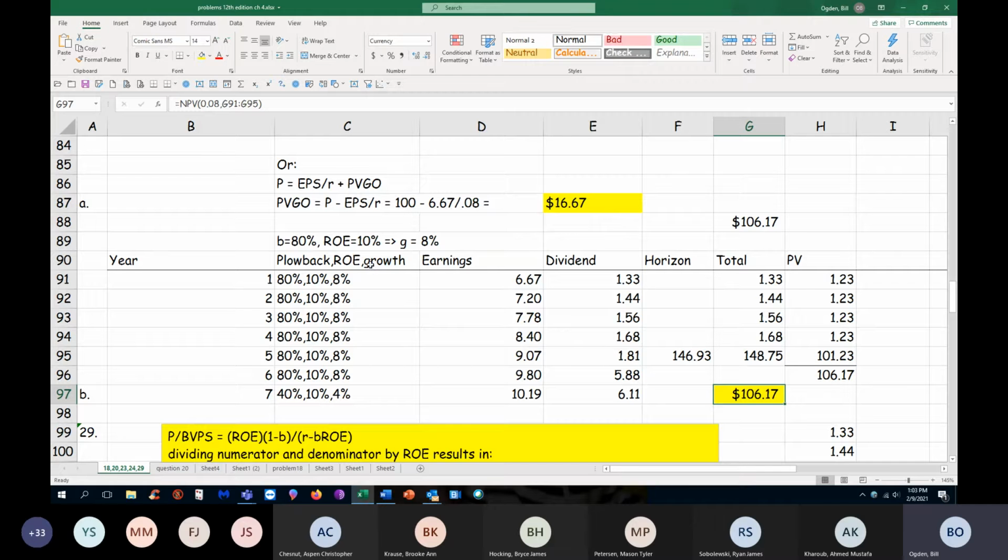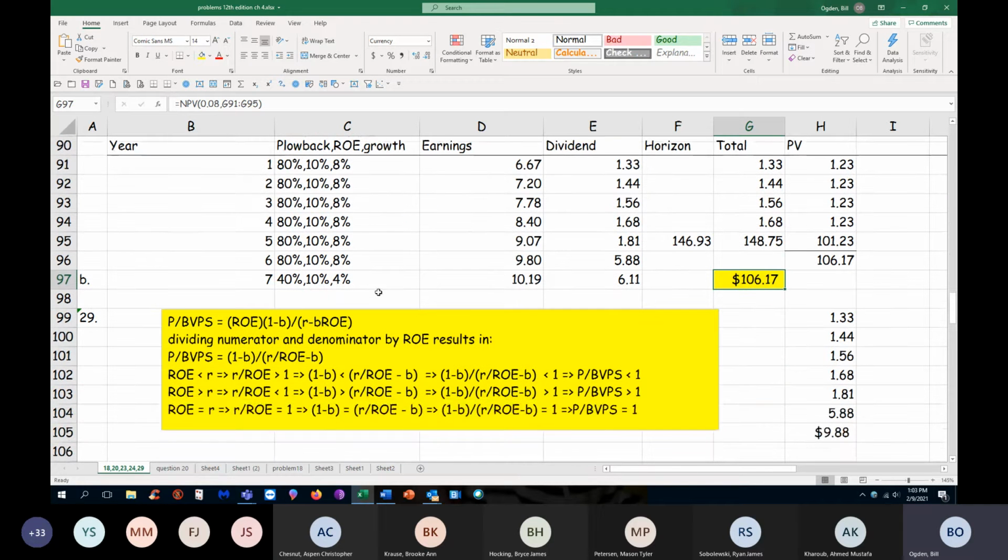All right, number 29. I got you pretty close to this point in the lecture notes. Basically, all you need to do is divide both sides by book value per share, so the price to book, ROE times 1 minus B divided by R, and that by itself doesn't look that neat.